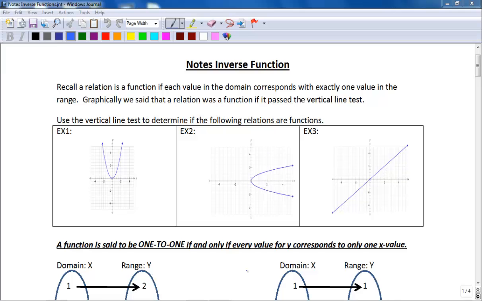This section looks at inverse functions. So let's remember what a function is, or what the definition of a function is, and then we're going to talk about the definition of a one-to-one function and then how inverses are found.